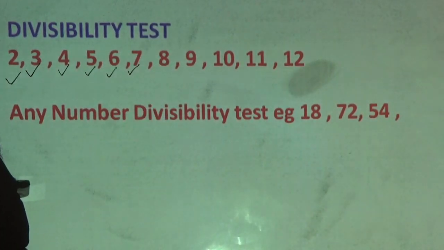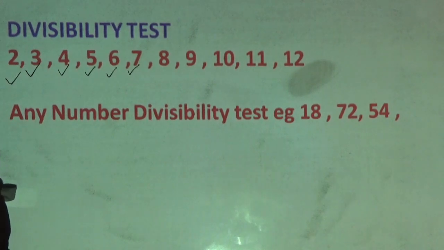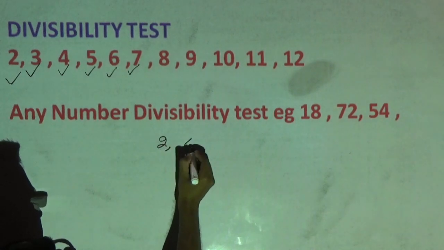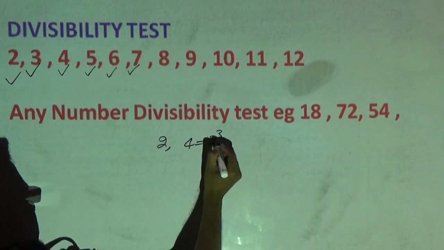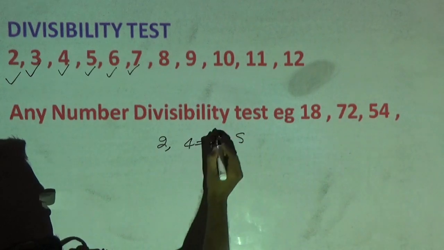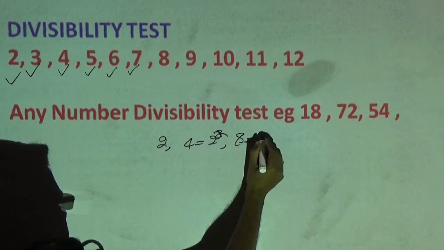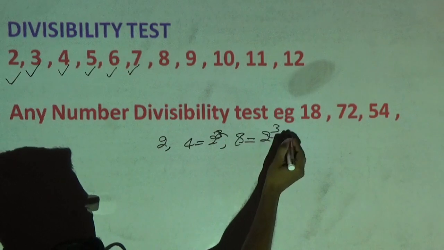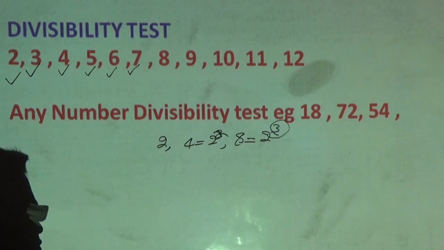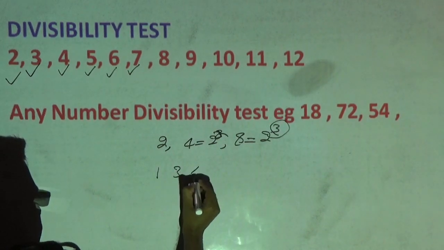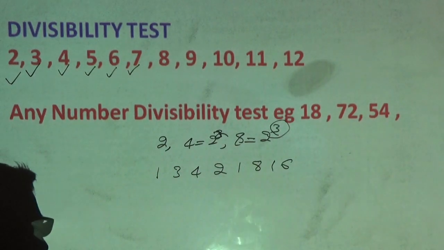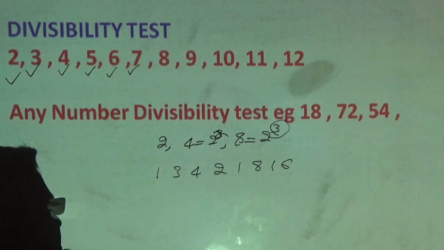Okay, now I am going to explain how to check whether a number is divisible by 8 or not. So see here, what do you mean by 4? 4 is nothing but 2 square. What do you mean by 8? Nothing but 2 cube. So, in order to check whether a number is divisible by 8, you need to see the last 3 digits only. For example, 1816. Now I want to check whether this number is divisible by 8 or not.